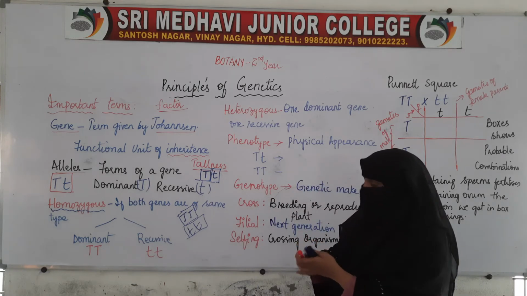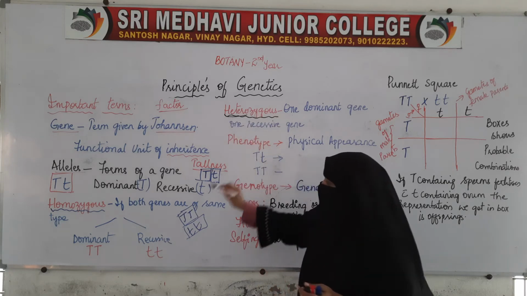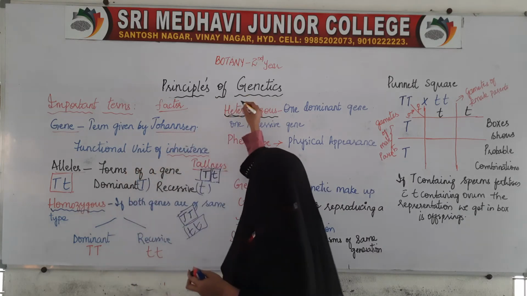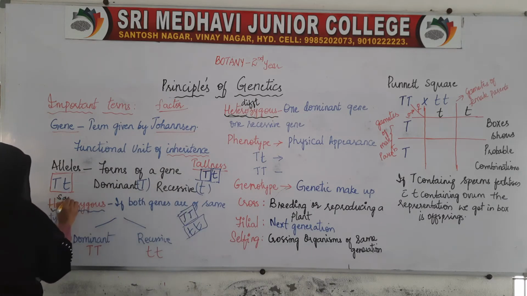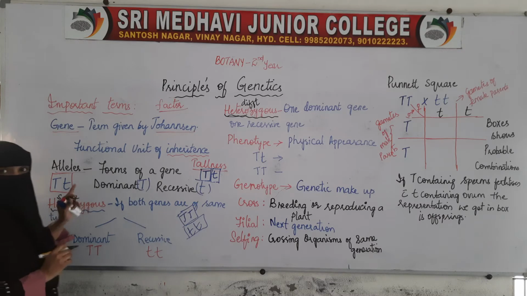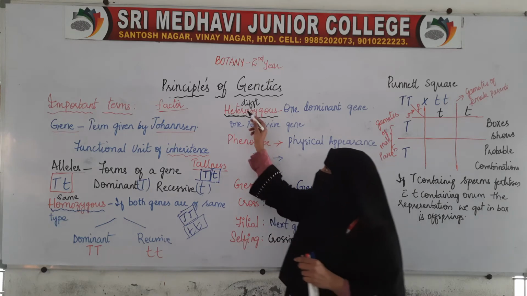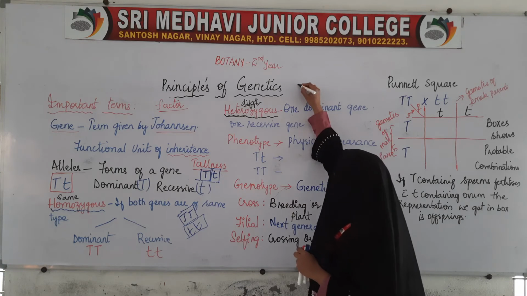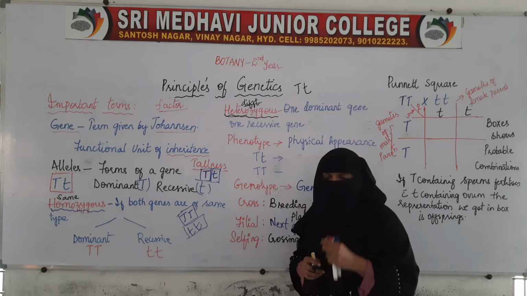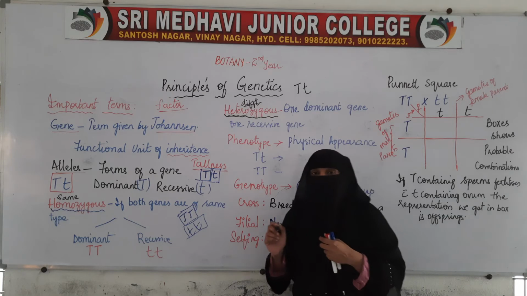Now another term, that is heterozygous. Homo means same, hetero means different. In homozygous we find the same type of genes. In heterozygous we find different genes, so one will be capital T and one will be small t. So both forms are different.